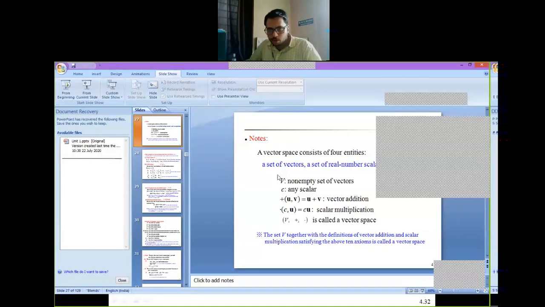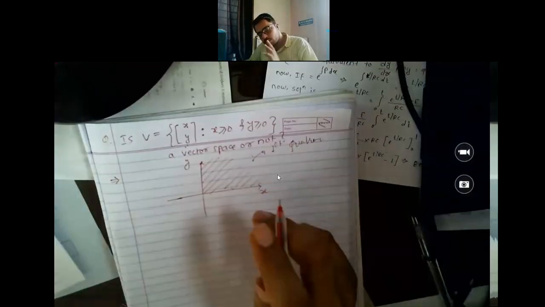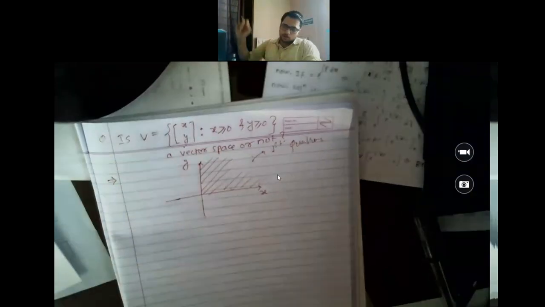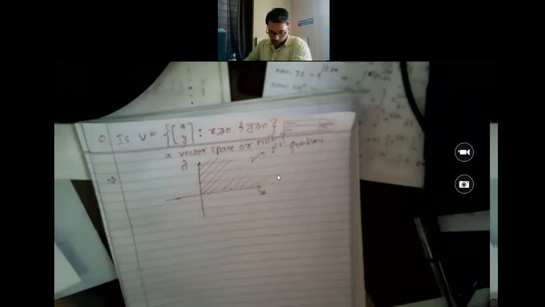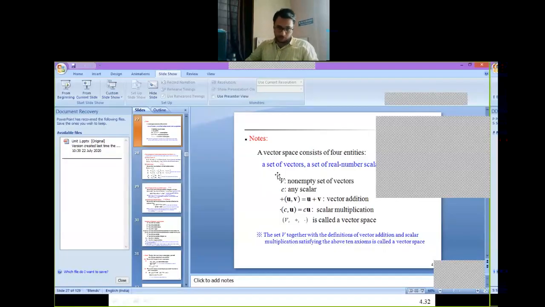Okay, now we will check whether this is a vector space or not. From the discussion till now, what are the steps to check whether a given space is a vector space or not? Which operations are very important, that I told you yesterday? Can you please tell me which are those operations?